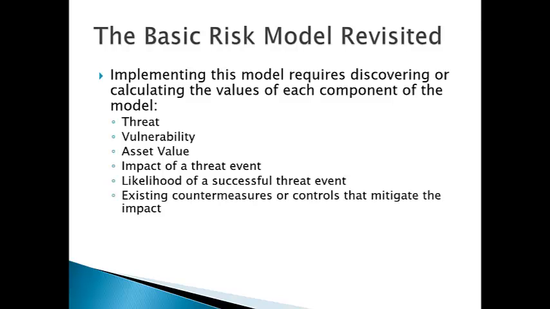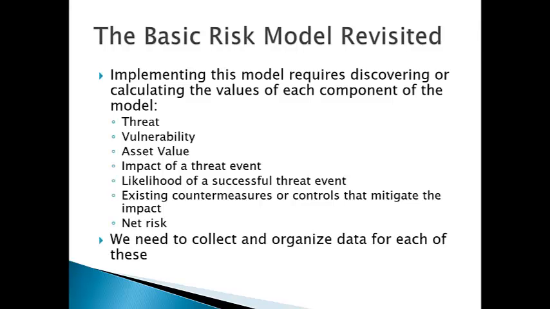Then we look at the existing countermeasures or controls that can mitigate the impact. What program do you have to mitigate vulnerabilities, to lessen the exposure of asset value, to prevent threat agents from attacking your organization, recovering if an attack actually occurs, mitigating the damage when something happens, etc. These are all countermeasures. And then we're left with net risk. We need to collect and organize the data for each of these, and this is what this chapter is about. It's actually more about the analysis than the collection.